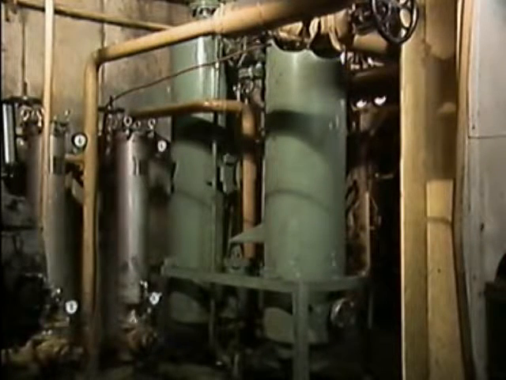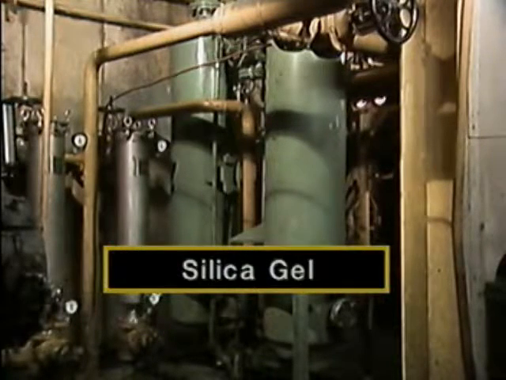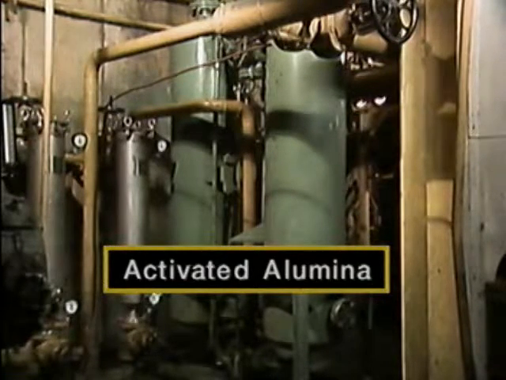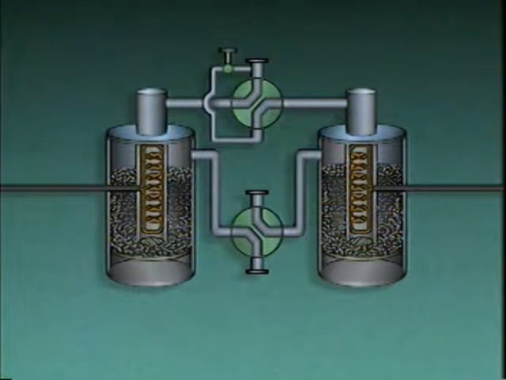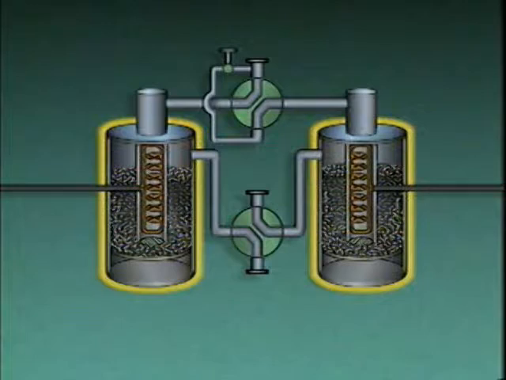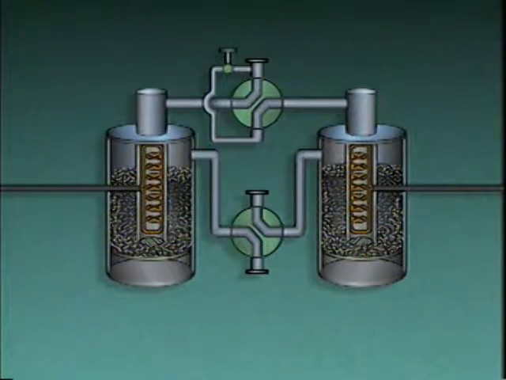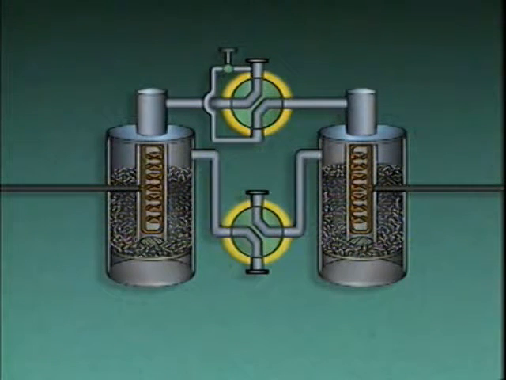A desiccant dryer uses chemicals called desiccants to remove moisture from compressed gas. Two commonly used desiccants are silica gel and activated alumina. This is a simplified illustration of one type of desiccant dryer. The desiccant is contained in two tanks. The dryer also has a gas inlet, a gas outlet, a waste gas outlet, two heating coils, and two devices that are known as four-way or reversing valves.